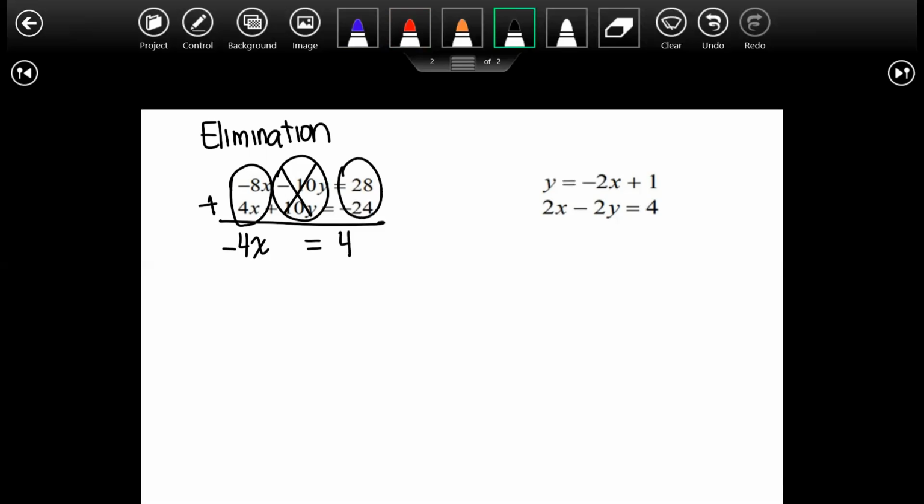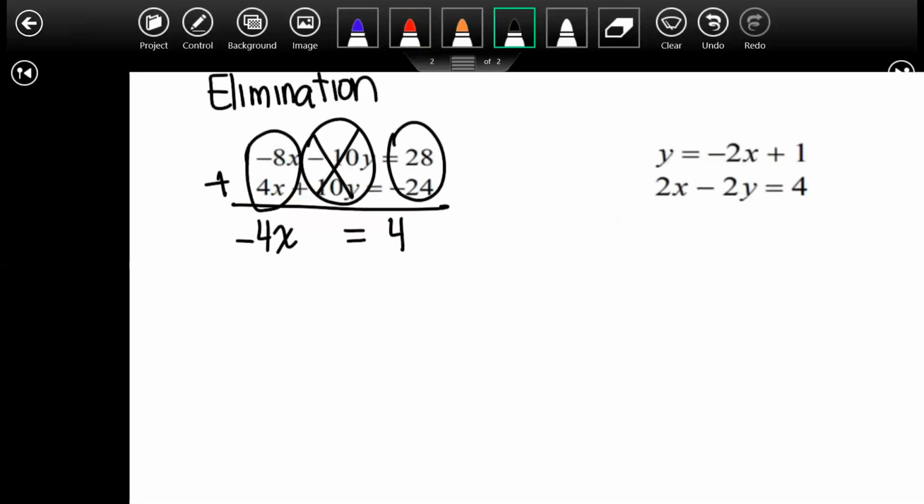Positive 4. We're not done solving. We have to divide by negative 4. Are we done solving? No. We're not done yet. X is equal to negative 1.